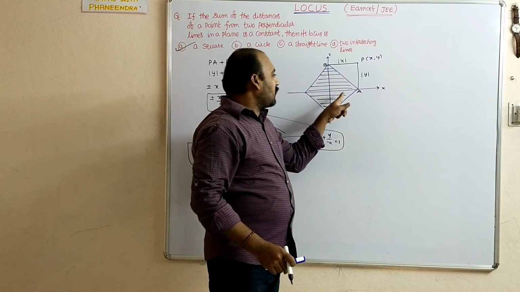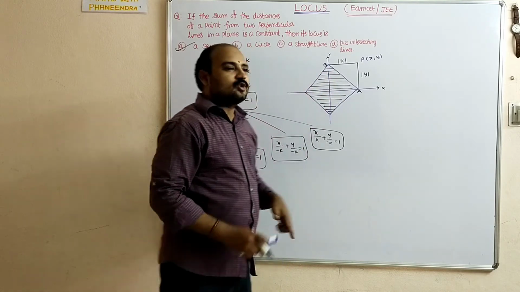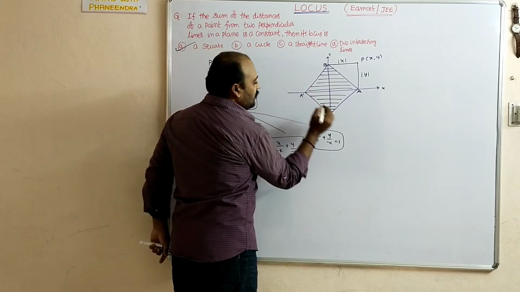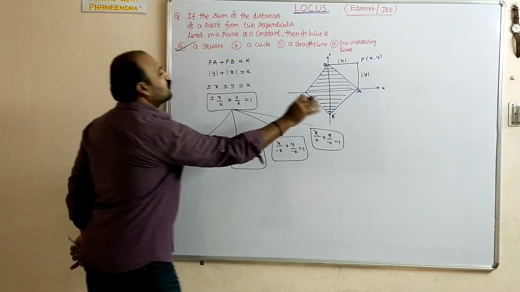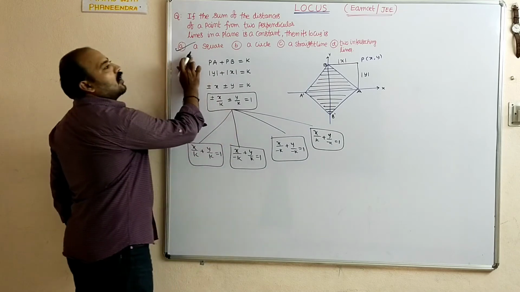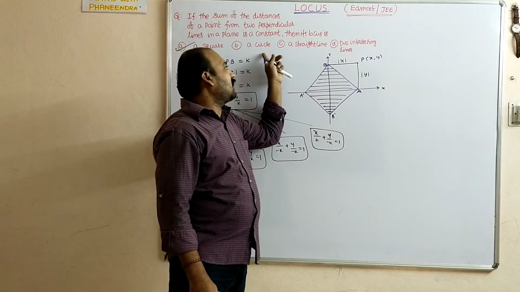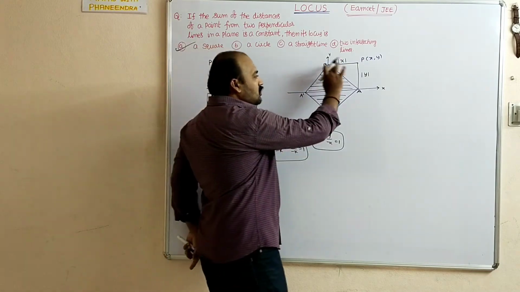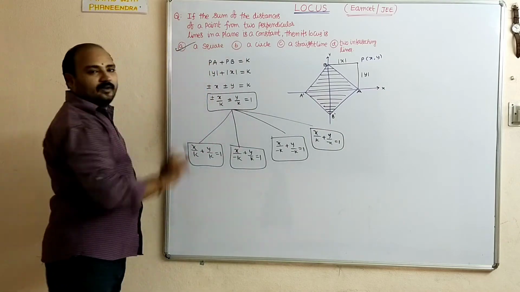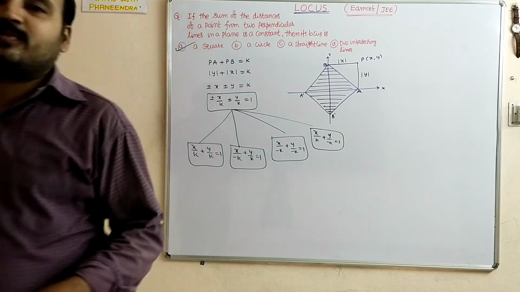Why? Because from here to here distance, from here to here distance, all the distances are the same. So this is A dash if we consider, this is B dash if we consider. A dash B dash is a square. So according to the options, it is a square. It need not be a circle, need not be a straight line, need not be intersecting lines. This closed figure forms a square. So the first option is the right option. We will move to the next question now.